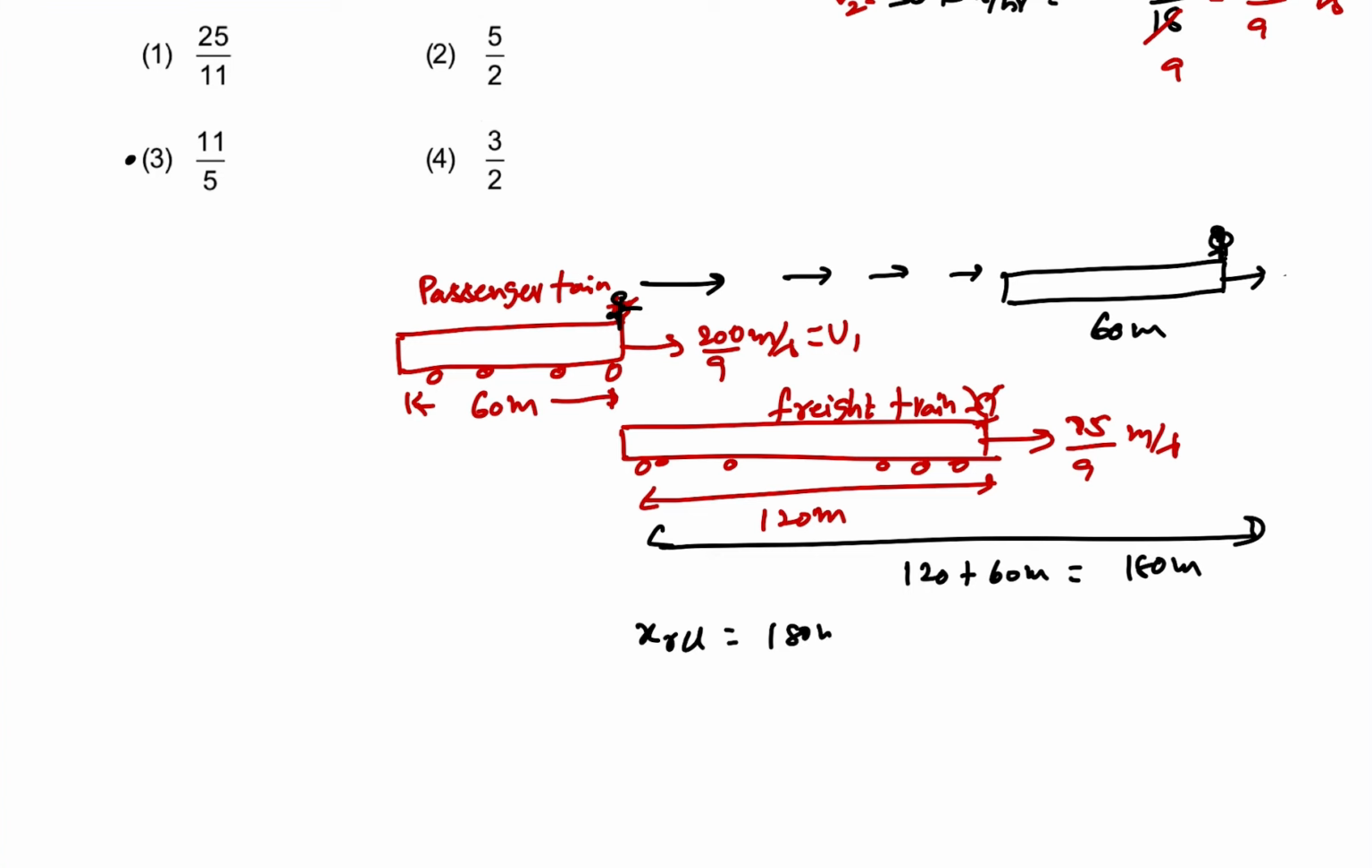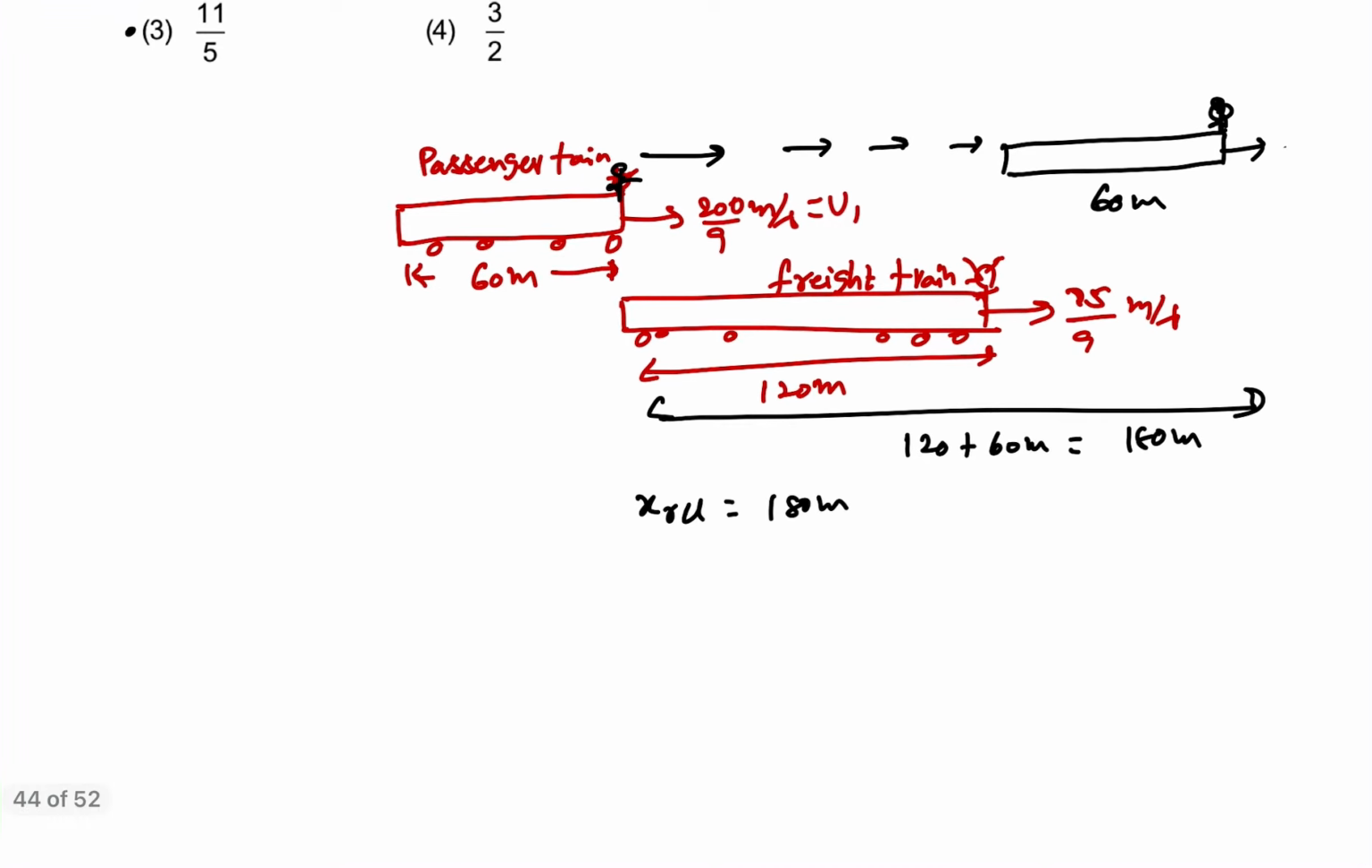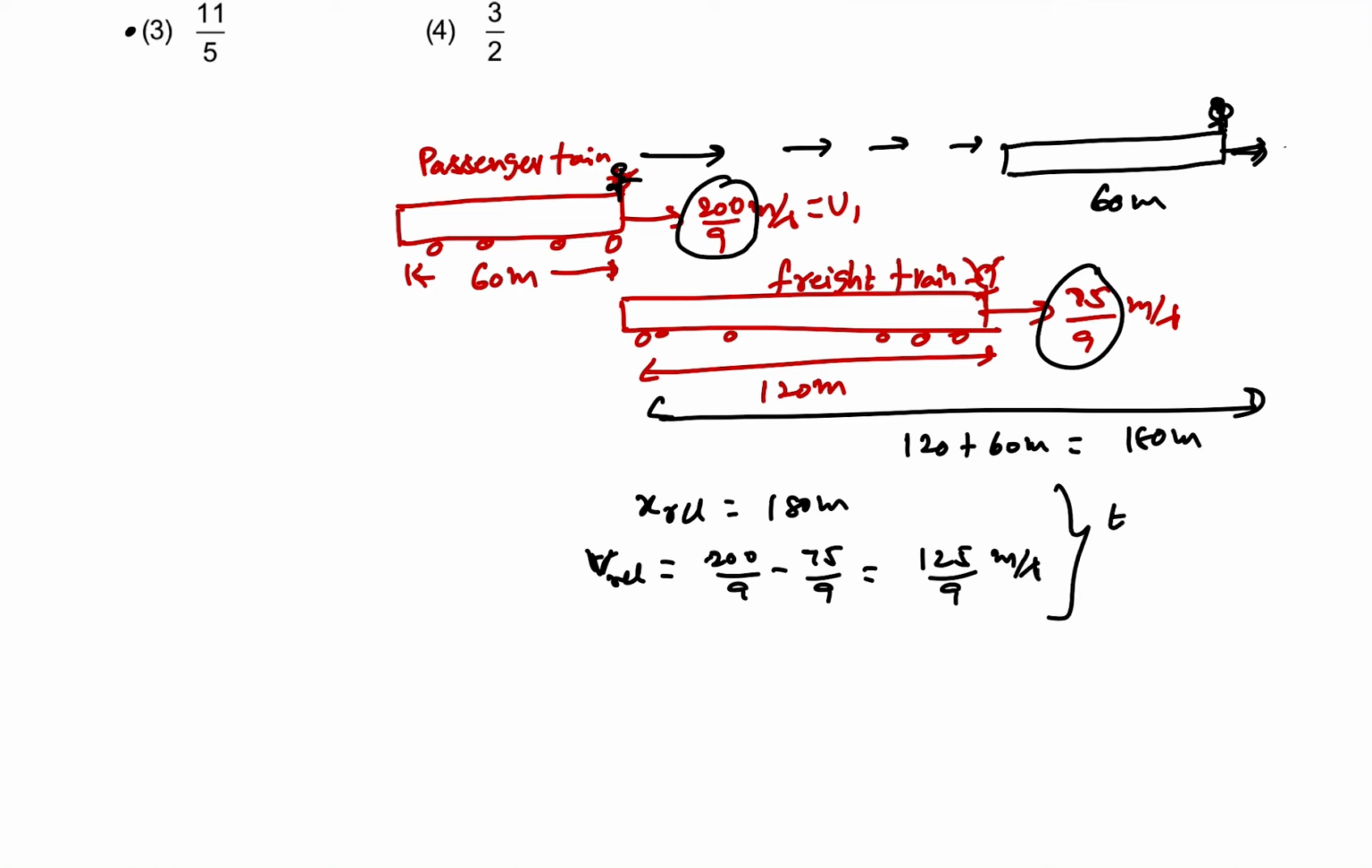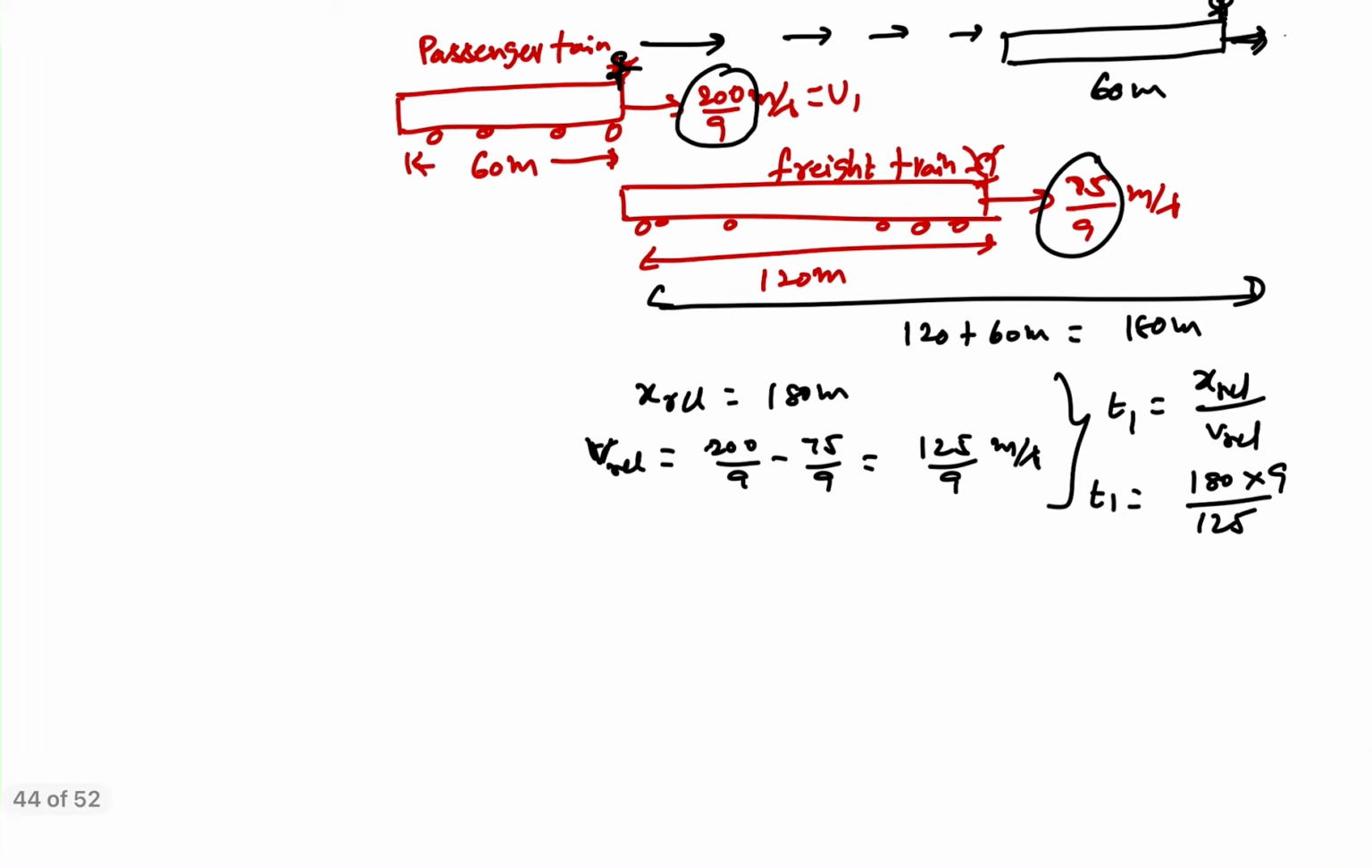So you can say that x relative is equal to 180 meters. Now what is the relative velocity? V relative: as both are moving in the same direction, with 200 by 9 and 75 by 9, you can write 200 by 9 minus 75 by 9, and we get 125 by 9 meter per second. Now the time taken, as they are moving with constant velocity, T1 can be written as x relative divided by V relative. The T1 value is equal to 180 divided by 125 into 9. So we can write it as 12.